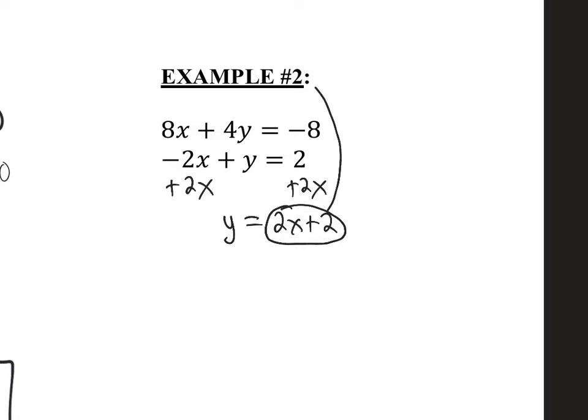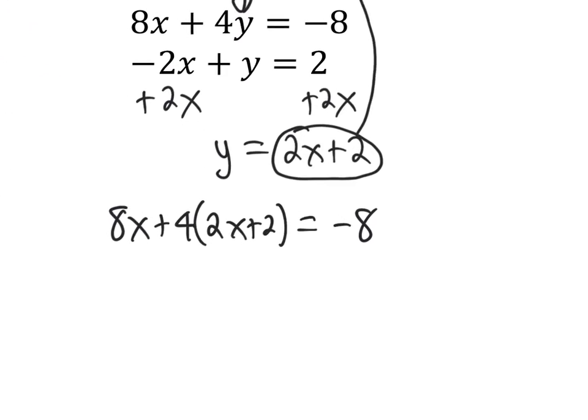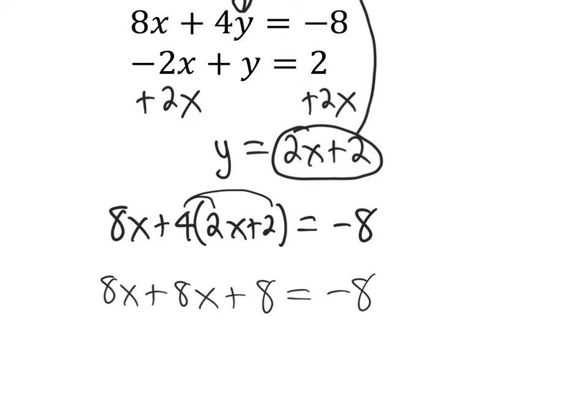So we're going to go in the other equation, and we're going to plug in 2x plus 2 in for y. So we have 8x plus 4 times 2x plus 2 equals negative 8. All right, and now we need to solve this. We have all x's, so we can solve this. Anything to distribute here, first of all? Yes, we got to distribute the 4 to both of these. So we have 8x. 4 times 2x is 8x. 4 times 2 is 8 equals negative 8. A lot of 8's going on there.